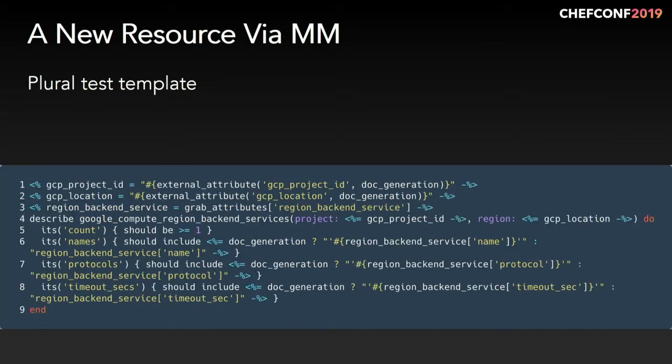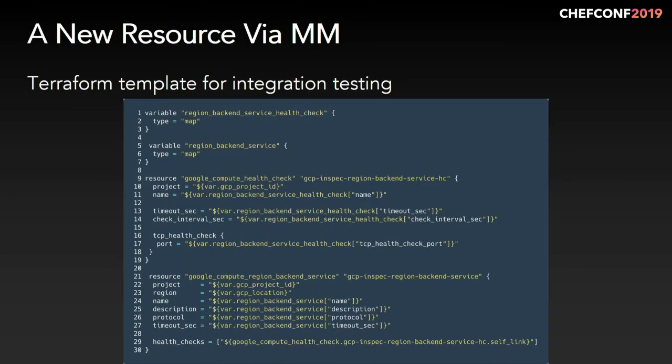So the next thing I had to do was I wrote a plural test template. This is the test for the plural region backend services. Again, same basic thing, 9 lines of code, and it's just this test that's going to go both to the integration test and to the docs. So I think we're up to 22 lines so far.